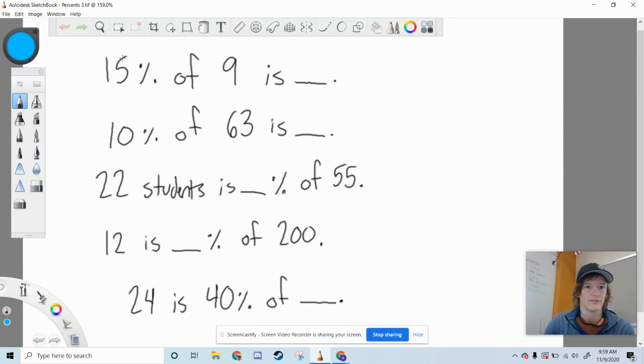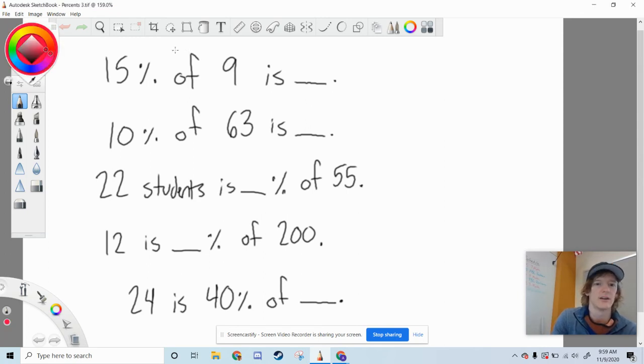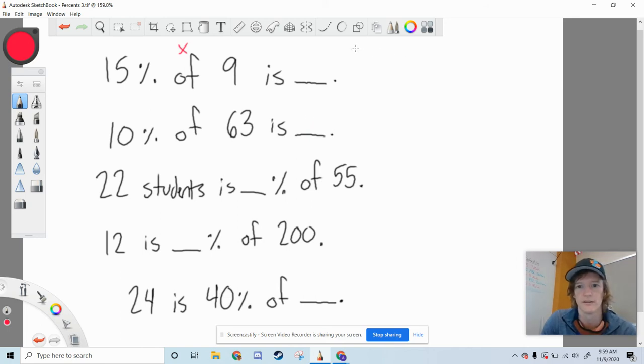When I see the word of, I'm going to solve these a couple different ways, but if you ever see the word of, that means multiply. So one thing we can do is 15% times 9. Or instead of saying percent, we could call this 15 100ths times 9. Or we can say 0.15 times 9. So 0.15 times 9, we can just solve that.